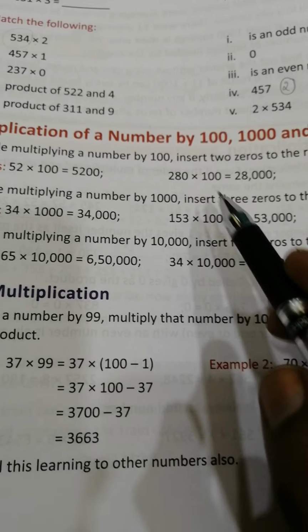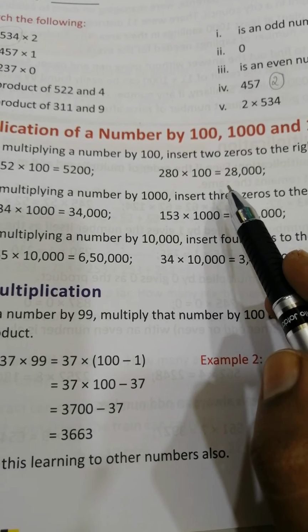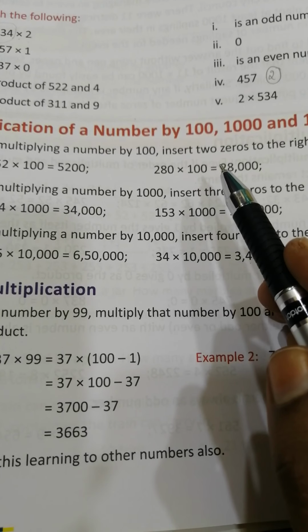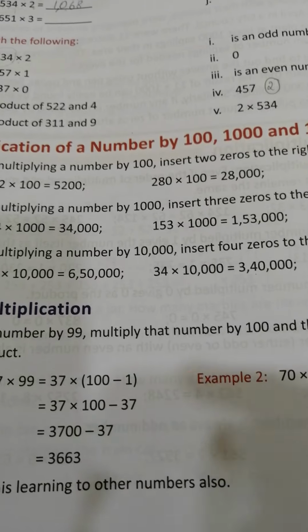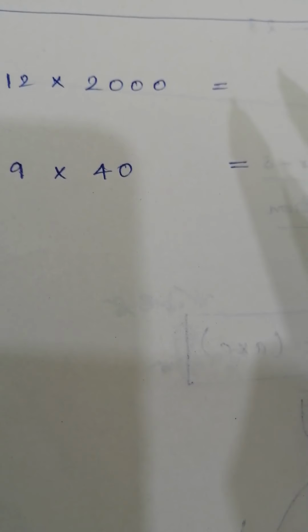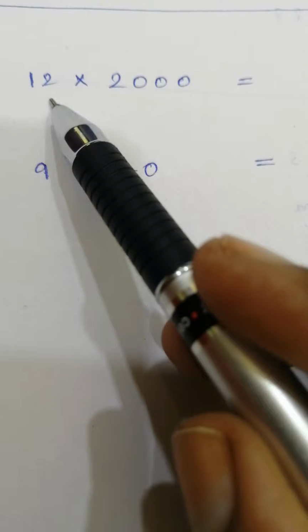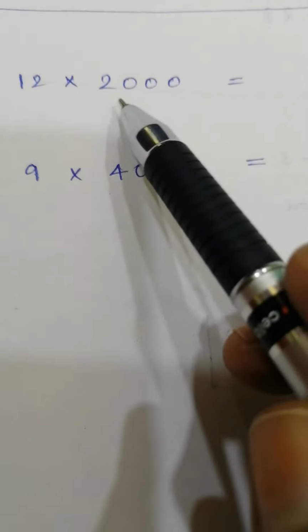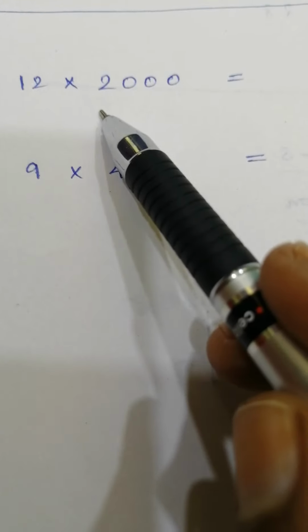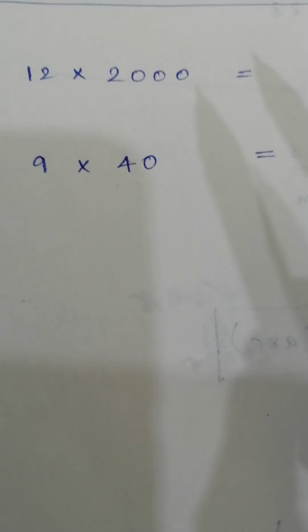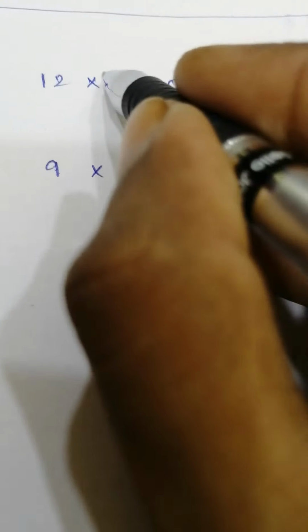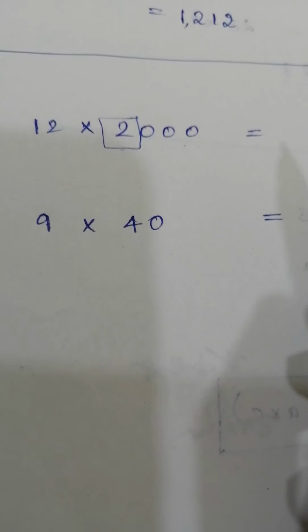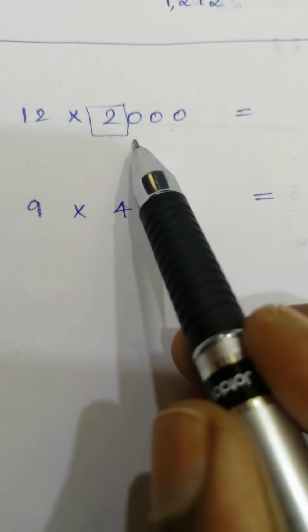Similarly, not only 100, 10,000, if you have 500 or 200, 2,000, likewise you can also make use of this method. For example, consider 12 into 2,000. Don't think you have a 4-digit number, how can we multiply these two numbers? It's very easy. Just leave these zeros. Take the non-zero number, that is 2. You all know the 2 table, isn't it? So now 12 into 2, how much?